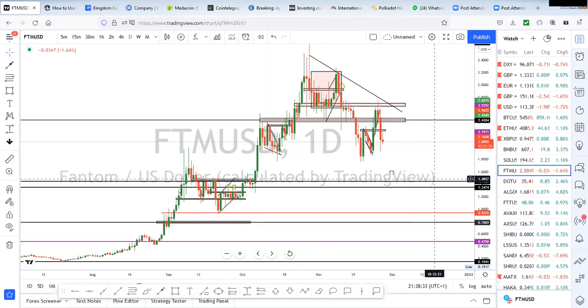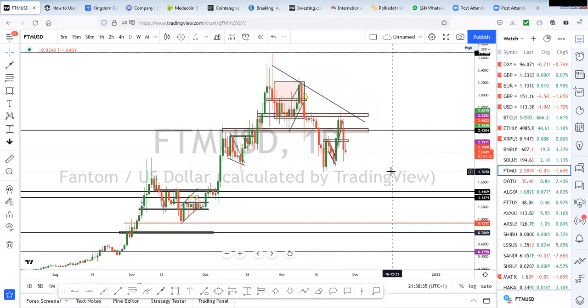But this bear market is just a short-term bear market. You understand? It's not one of those long periods of bear market. This one is just short-term.